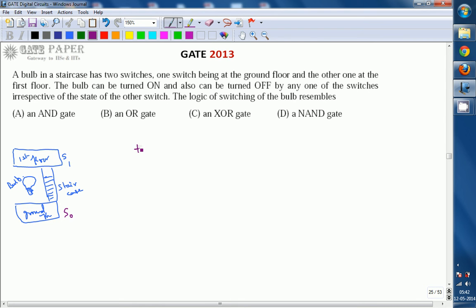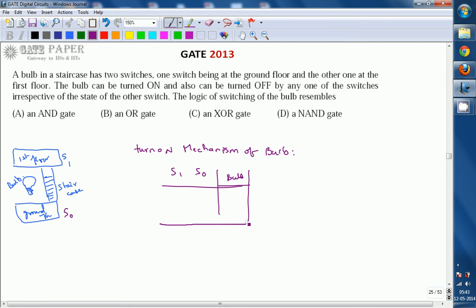So we are considering the turn on mechanism of the bulb, when the bulb can be turned on, with S1 and S0. Turn on implies nothing but logic 1. So you can switch on the bulb by using either S1 or S0.